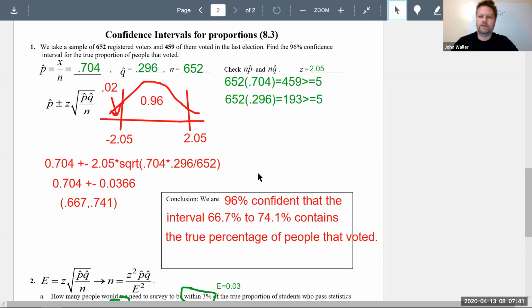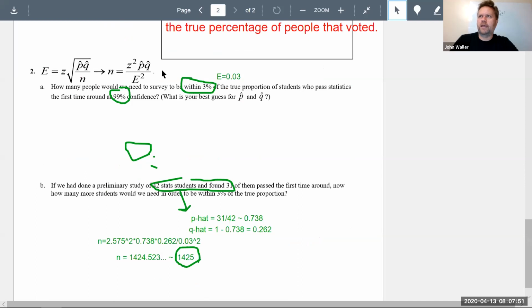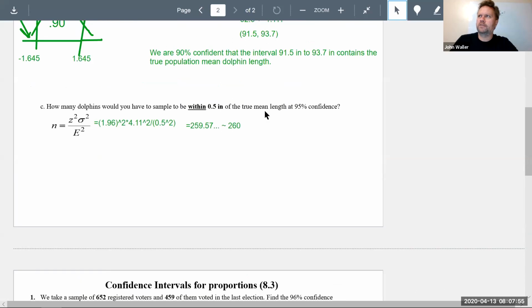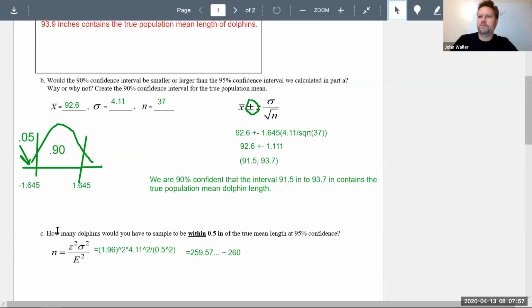Because I'm going to take us off share because I got to talk about the idea behind the next problem. Well, we already did the work, to be honest, for this next problem. We already talked about the N formula for the sample means. Remember this problem here, part C? How many dolphins to be within 0.5 inches? So we had to solve the error for N.